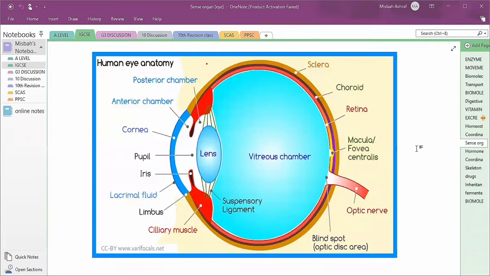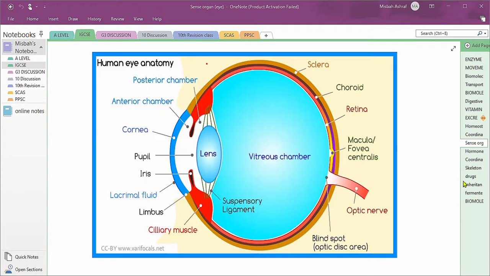This is still part of coordination, right? We are doing coordination, and coordination is divided into 3 or 4 parts. One is the introduction of coordination, in which we study neurons. One is the sense organ, and there is one sense organ, the eye, in your syllabus. One is about hormones, and another is about homeostasis.